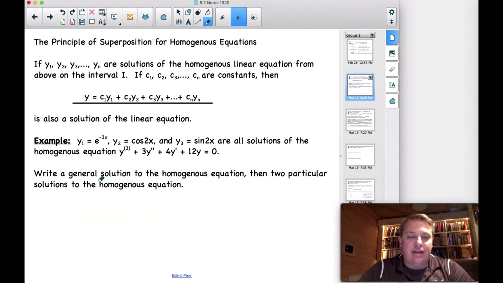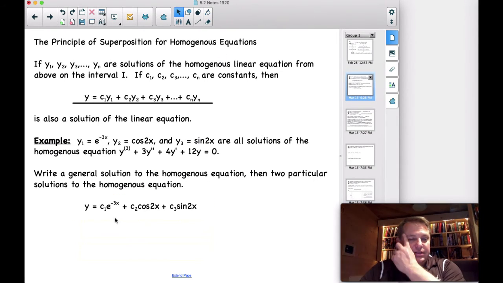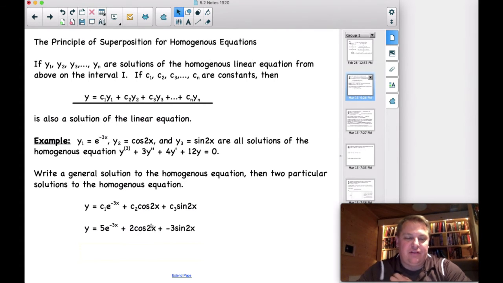If we wanted to write a general solution, all we would have to do is take C1, C2, and C3 times each of those solutions. And here they didn't give us any initial conditions. If we just had to write any two particular solutions, you could just fill in values for the constants. Now in this case, I literally just put in 5, 2, and negative 3. You could pick different constants.